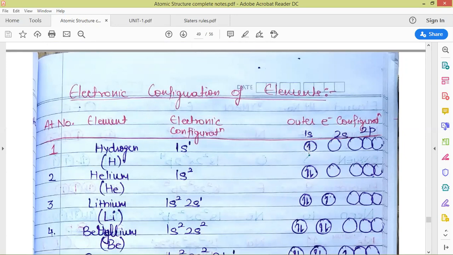The arrow can be upward pointing or downward pointing, but by convention we take the first arrow to be upward pointing, and then we take the next arrow as downward pointing if we want to fill a second electron. So for the hydrogen atom, as there is only one electron, it will go into the 1s orbital, the lowest energy orbital. It will be represented like this. Next is helium, for which the electronic configuration is 1s2.